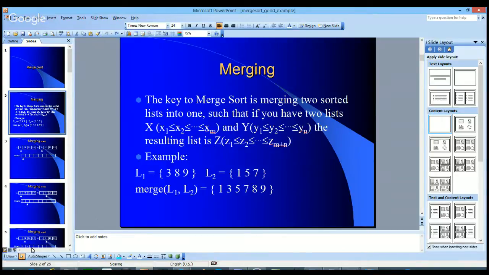For example, as we can see here, the first list is 3, 8, and 9, and the second list L2 is 1, 5, and 7, and these two are already sorted. Merge sort sorts these two already sorted lists into another sorted list. So the sorted list after merge sorting will be 1, 3, 5, 7, 8, and 9.